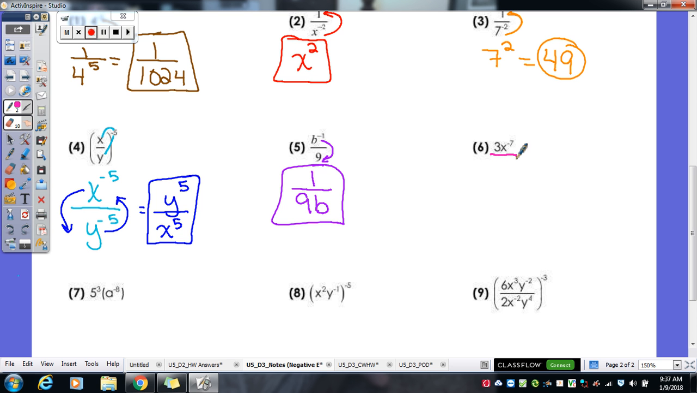So like for number 6, I'm going to go ahead and put my over 1 there. The negative exponent is on the what? The 3, the x, or both? Not both. Just the x. So the only thing that's going to move is the x. The 3 stays up top. So it becomes 3 over x to the positive 7. Now they both would have moved if there were parentheses around it. That would mean that the negative 7 is on both the 3 and the x. But since there weren't any parentheses, it means it's just on the x.